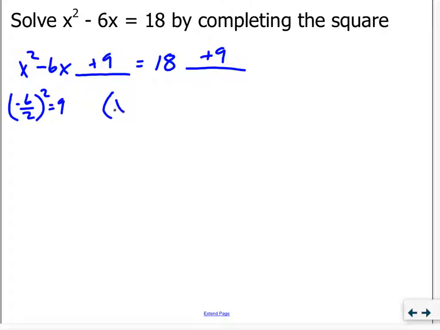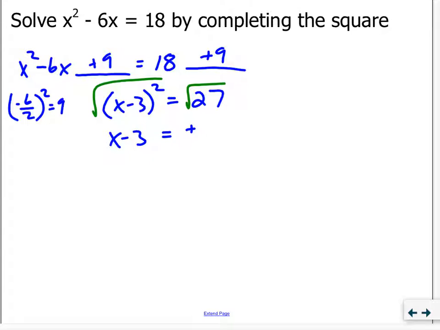Let's factor that. The square of x minus 3 equals 27. I love solving by square roots. It's 2 steps. It's a square root and move a number. x minus 3 equals plus or minus radical 27. Okay, let's play with radical 27 for a second. Let's go over here. Square root of 27, we simplify it. I'm thinking that 9 times 3 is 27.